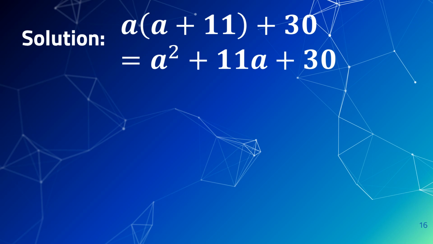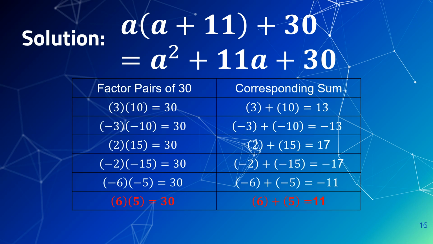So we have to think of a factor pair whose product is 30 and whose sum is 11. Here are the factor pairs. 3 times 10 is 30, but if you add the two factors, you get a sum of 13. We have negative 3 times negative 10, which is also 30, but if you add, that is negative 13, which is different from the middle term. 2 times 15 is also 30, but the sum is 17, which is different from the middle term. Negative 2 times negative 15 is also 30, but added together gives negative 17.